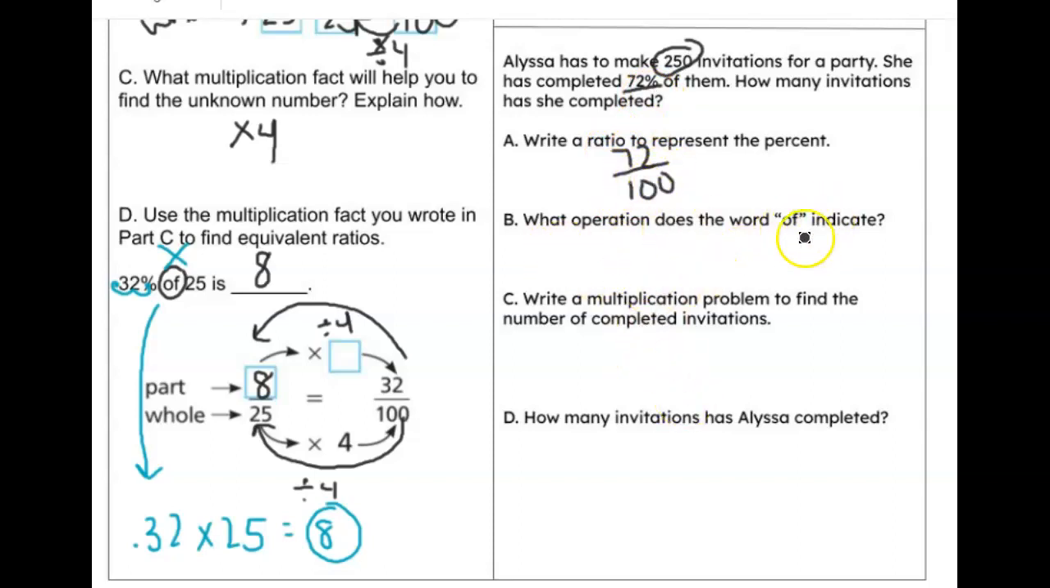What operation does the word of indicate? Multiplication. Write a multiplication problem to find the number of completed invitations. So I'm going to take my ratio. I have 72 over 100, and my total is 250. So I'm going to multiply by 250. So I am going to put in my calculator 72 over 100 times 250, and I get 180 invitations.